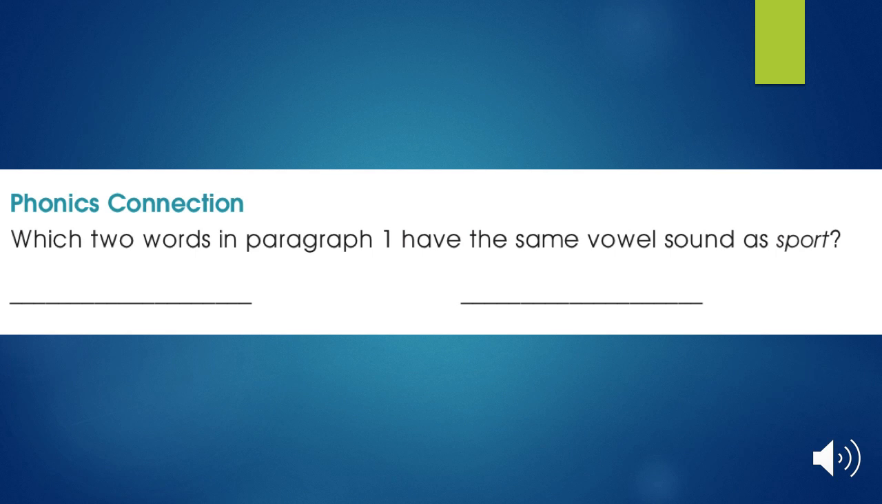The first one is, search for it again. Born. It's just like sport. Born, sport. So you write on the first line born. What about the second line? Recorded, record. Sport, record. It also has the same vowel sound. So you write it down on the second line.